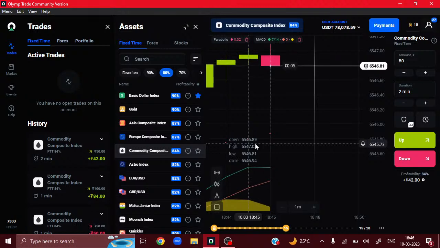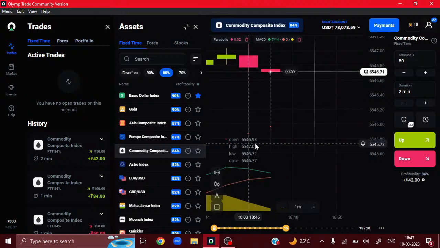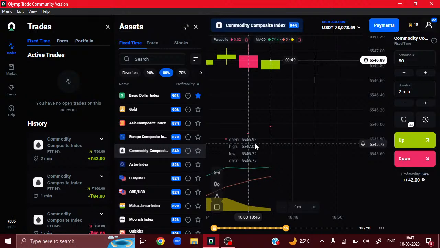Also guys, again, do not enter more than 10% of your total capital in one single trade. Even if you are going to trade on the NFP, do not make a trade with more than 10% of your total capital.